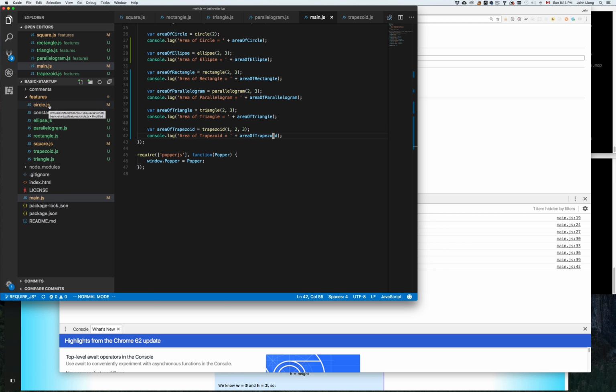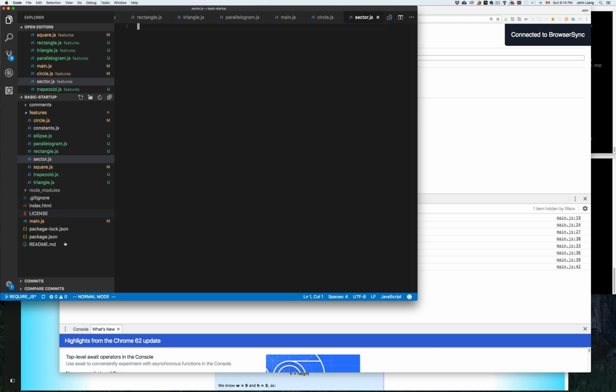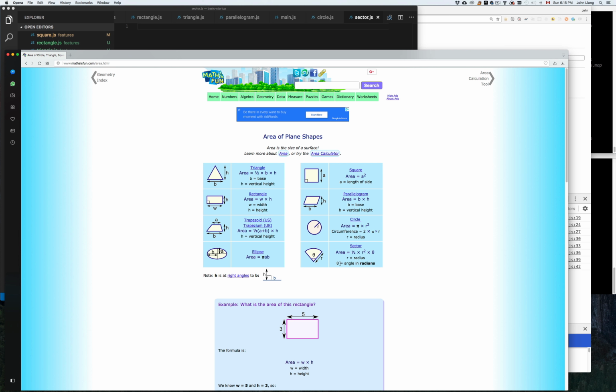And the last one is we are reusing the module of the circle to calculate its sector. All right, so let's make a new file, sector.js. Let's take a look at the formula. So the formula is actually half of the R square, the radius square, times theta, where theta is angle in radian. Okay?